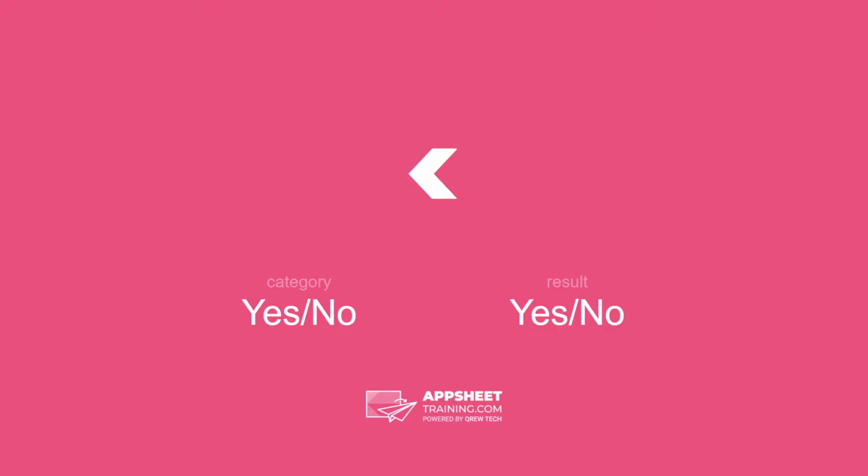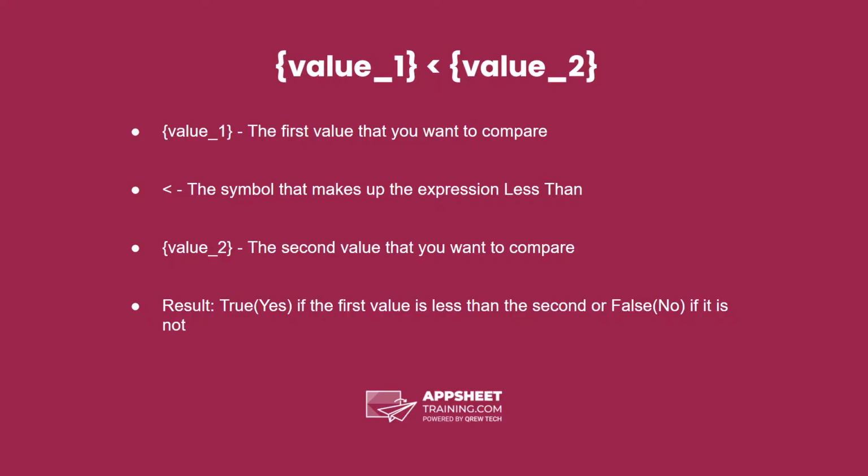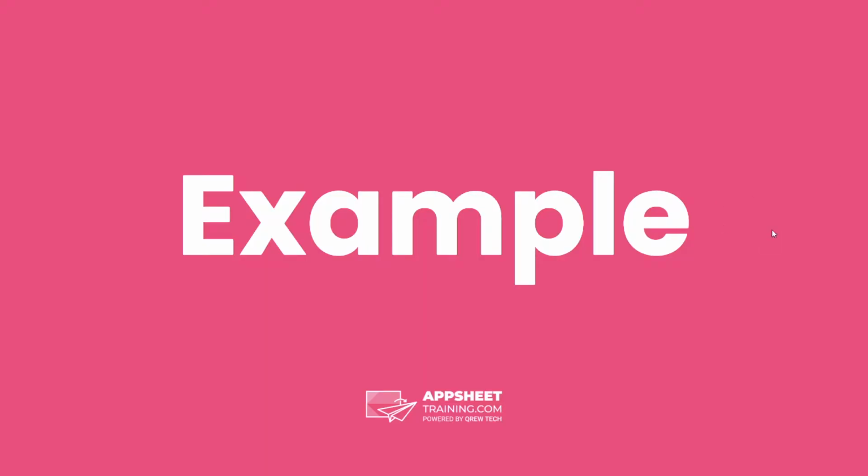The less than expression is in the category yes, no, and has the result of a yes or a no. The purpose of this expression is to check if the first value is less than the second. The syntax is the first value you're wanting to compare, the less than symbol, and the second value you're wanting to compare. The result is true if the first value is less than the second, or false if it is not. Let's look at some examples.